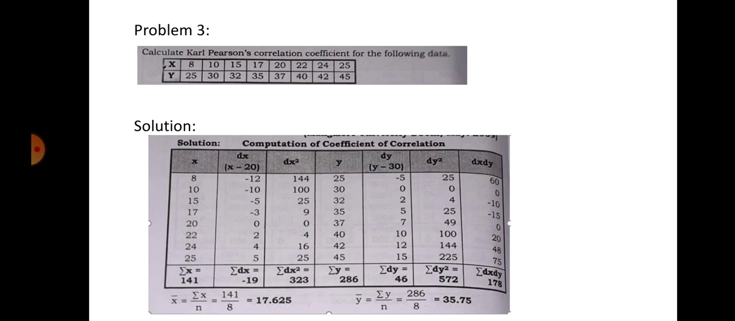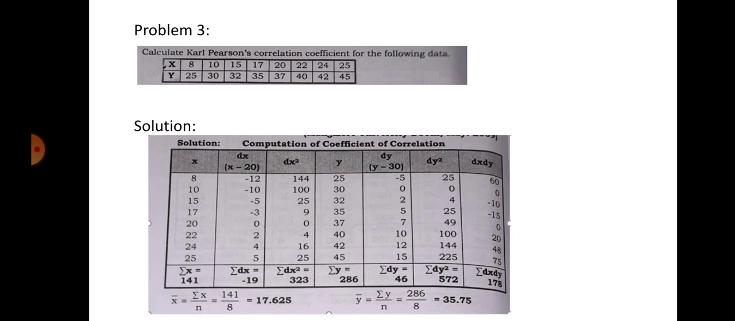We add: sigma x is 141. So what is x bar? Directly, sigma x by n, which is 141 by 8, which is 17.6. But you don't have to use that one while changing the variable. Next, calculate sigma y, which is 286. Y bar is 286 by 8, which is 35.75. These are the mean values of x and y.